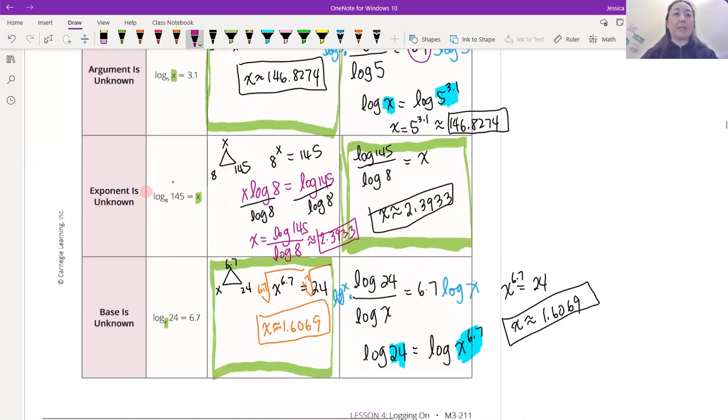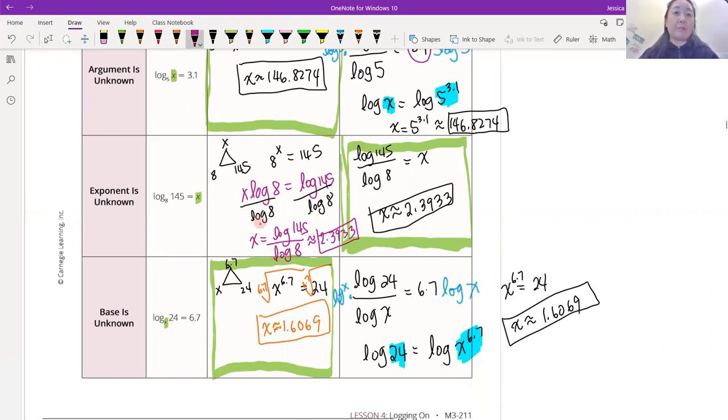Now, when your exponent is unknown, that's where you see the highlighted. You're going to try both ways. Change to exponents first, the exponential form, so 8 to the x is equal to 145. What do you do here? If you remember, you can take the log on both sides. So we logged both sides, and remember, this exponent goes out to the front. So we got x log of 8 is equal to log of 145.